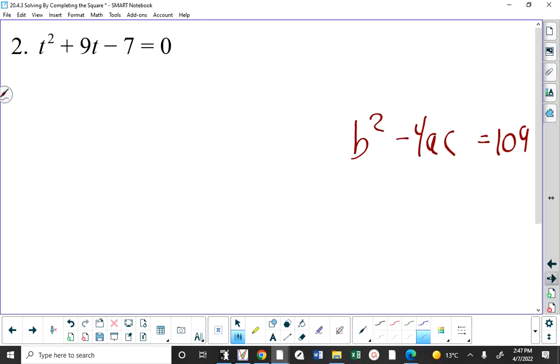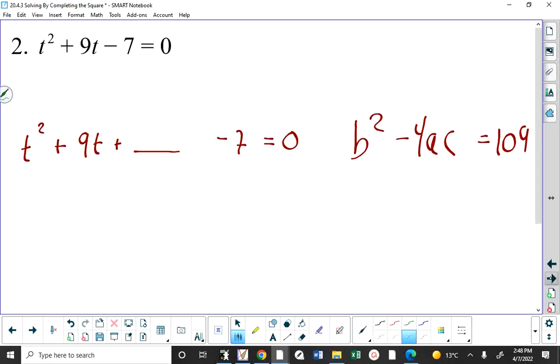So now I'm telling you something else. I'm putting everything together. If there are two solutions that are not rational, it won't be factorable, which means b squared minus 4ac will be a positive number that's not a perfect square. Whew. There's a lot of information flying around there. Anyway, let's complete the square. t squared plus 9t plus some mystery number. Then we'll have minus 7 equals 0.